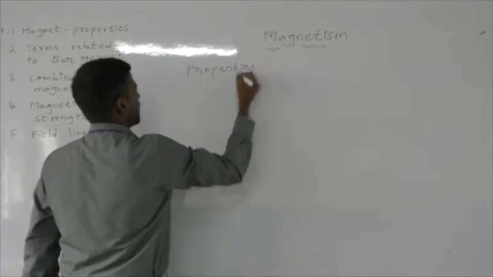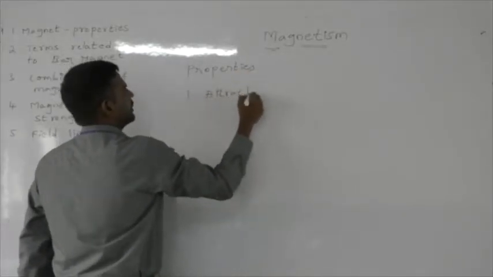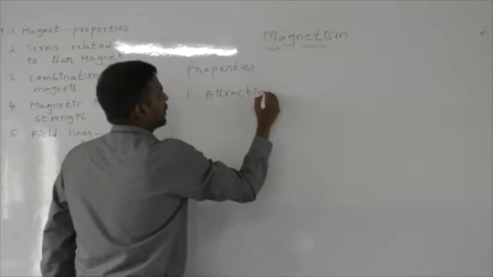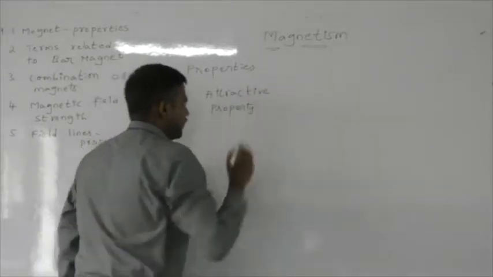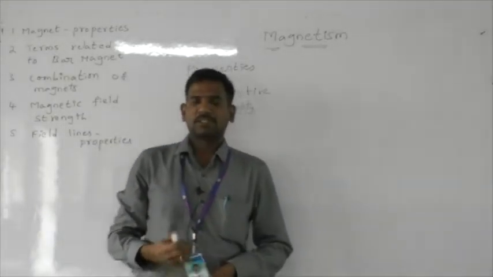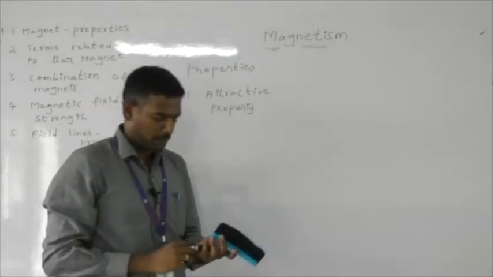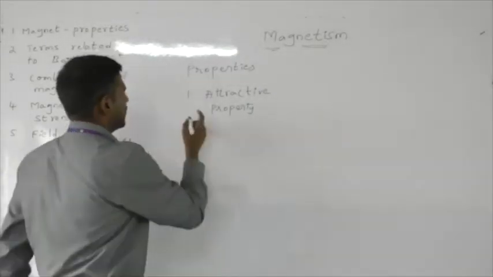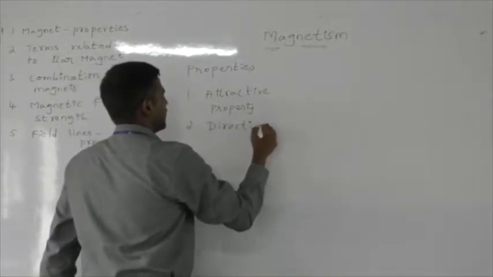Main properties of magnets are, one is attractive property. Just now I told you the meaning, attractive property. What is the meaning of attractive property? If a magnetic substance is nearby any other magnetic material, it is able to attract it towards itself, and that property is called an attractive property. And the next one is what? Directive property. What is the meaning of directive property?